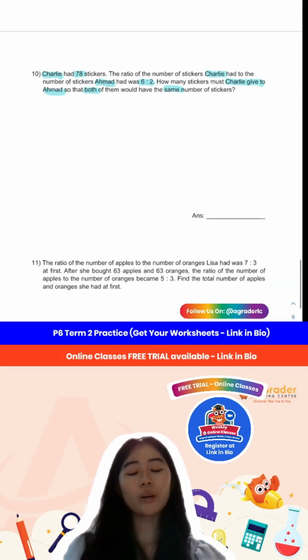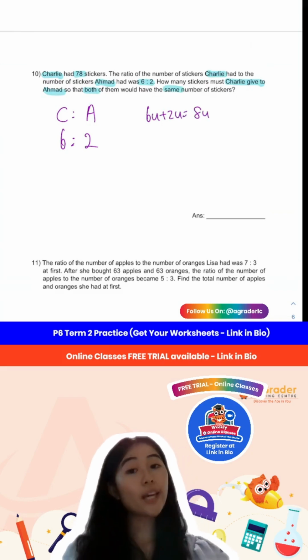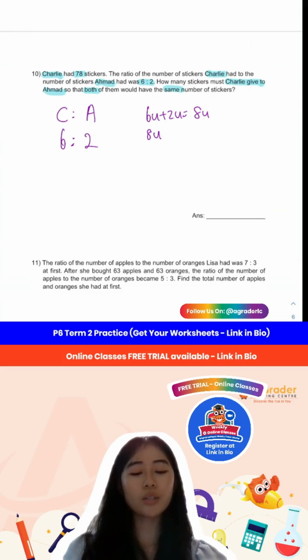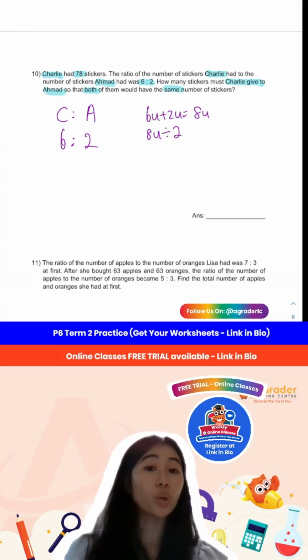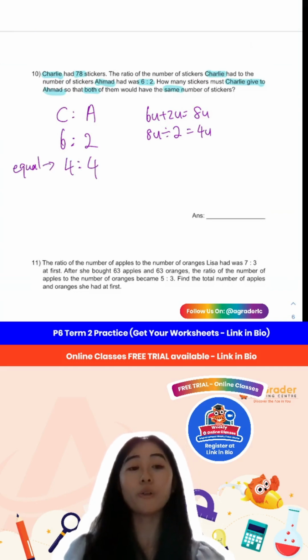Okay, so I'm going to write down the ratio for Charlie to Ahmad is 6 to 2. So this means that Charlie had 6 units, Ahmad had 2 units. So 6 plus 2 is 8 units. They have 8 units in total. But you want both of them to have the same number of stickers, right? So it means that 8 units, you have to divide by 2 equally. So each of them is supposed to have 4 units. Okay, so if it's equal, they are supposed to have 4 to 4.